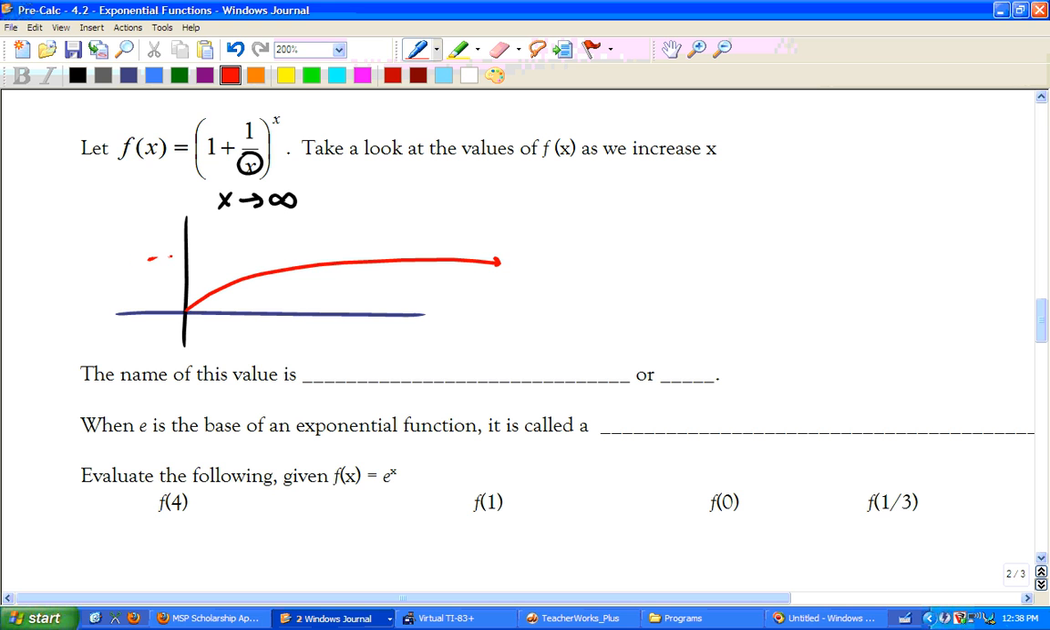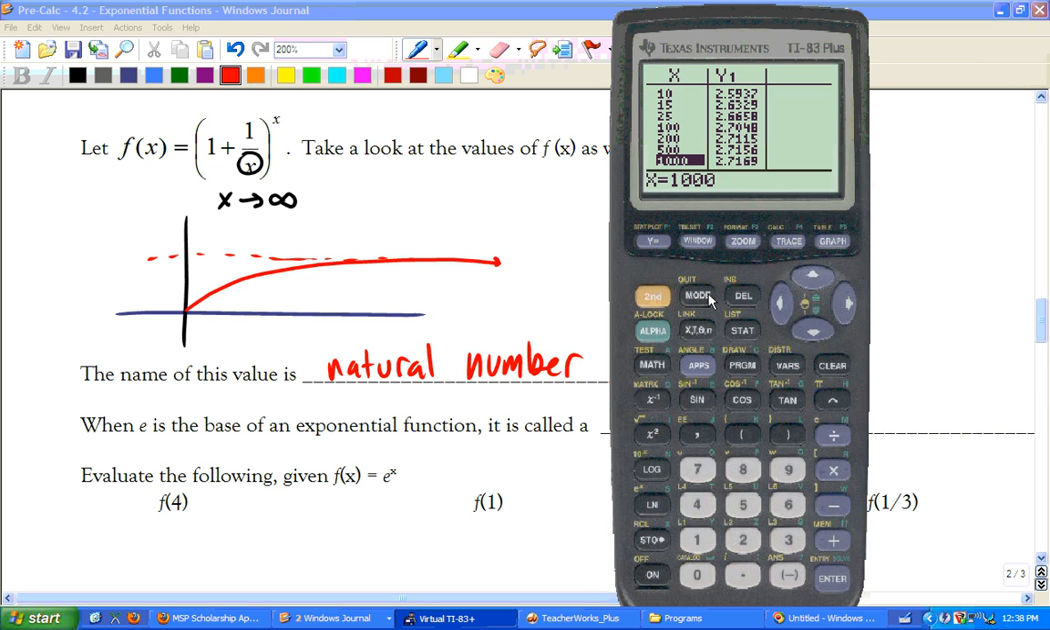This value that we get closer and closer to, where it levels off, has a very special name. This is called the natural number, and a lot of you may know it by the letter e. e can be found in a calculator, which is pretty useful because we're going to use it a lot. By pressing second and the division symbol, e is going to be about 2.718.